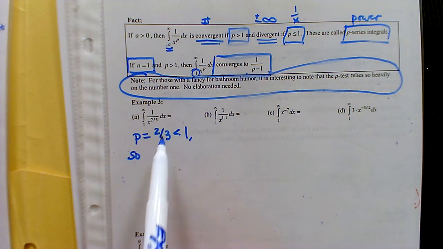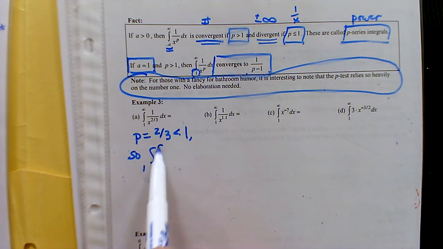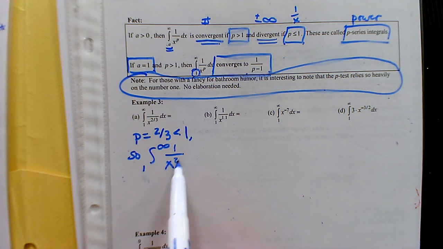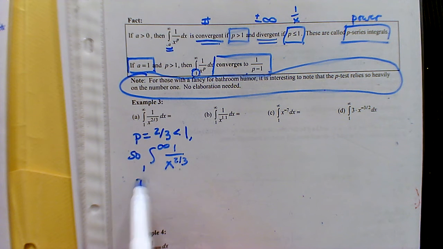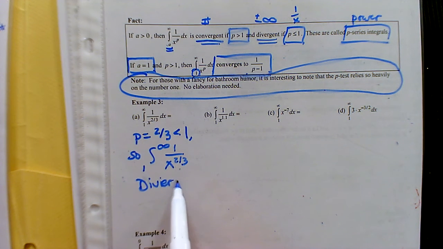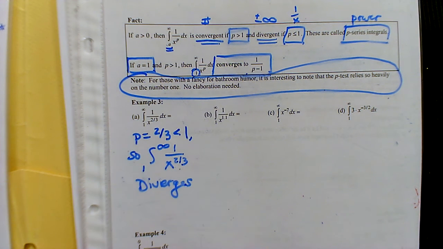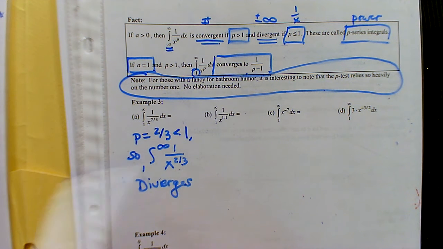Okay? So we'll say the integral from 1 to infinity of 1 over x to the 2/3 diverges. All right, we don't know if it diverges to positive infinity, negative infinity. Mostly it's positive infinity, most cases. Okay, but we don't really care because we know it's going to be some type of an infinity value. What about the next one?